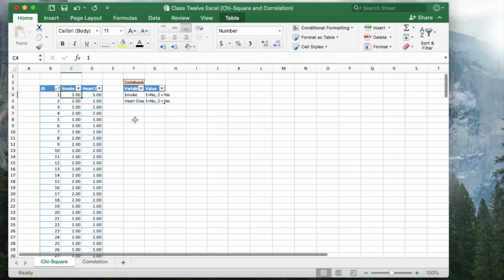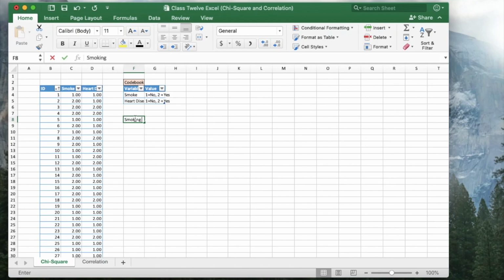So the first step in running the cross tabulations is to create an exhaustive list of all of the different possible response categories. So for instance, we want to start possibly with smoking equals yes and heart disease equals yes. So all persons that indicate both a 2 and a 2, like case 12 here for instance, they have a 2 for smoking and a 2 for heart disease.